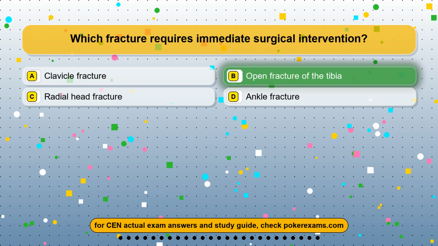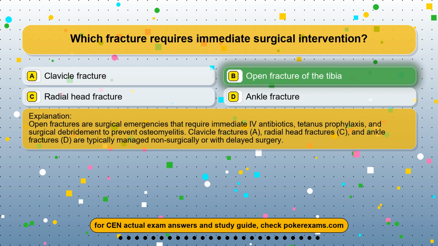The correct answer is option B, open fracture of the tibia. Open fractures are surgical emergencies that require immediate antibiotics, tetanus prophylaxis, and surgical debridement to prevent osteomyelitis. Clavicle fractures, A, radial head fractures, C, and ankle fractures, D, are typically managed non-surgically or with delayed surgery.